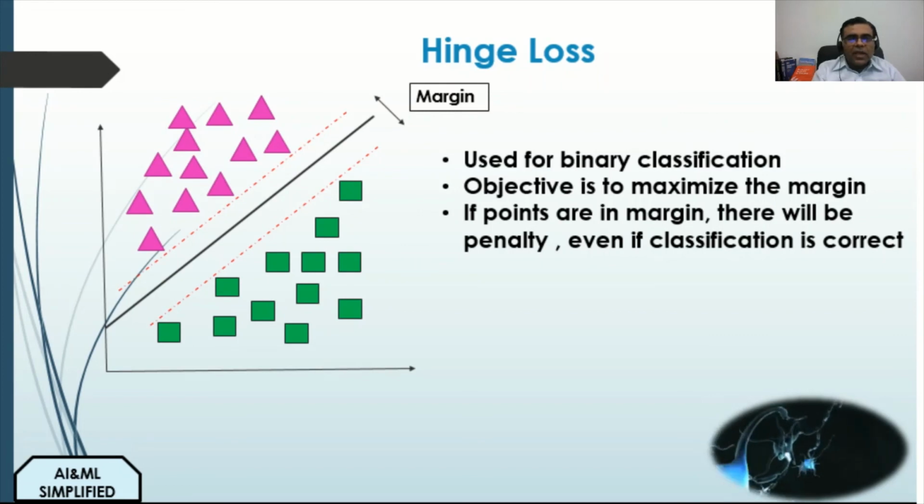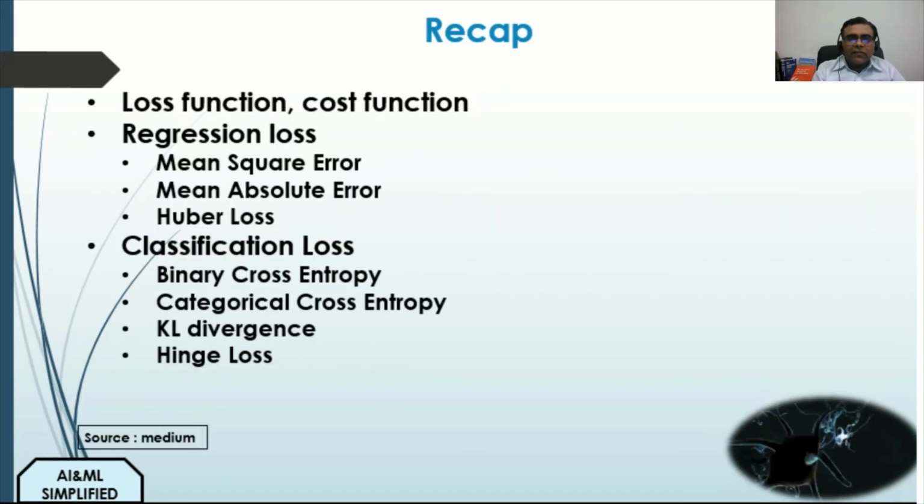So just to recap, we covered multiple losses. We covered the loss function, we covered the error function, and we indicated how they are associated with the cost function. Then we covered different types of losses for regression, like mean square loss, mean absolute loss, Huber loss, and then different types of losses for classification: binary cross entropy, categorical cross entropy, KL divergence, Hinge loss. There are additional losses as well, but I covered a few of them which are more commonly used.